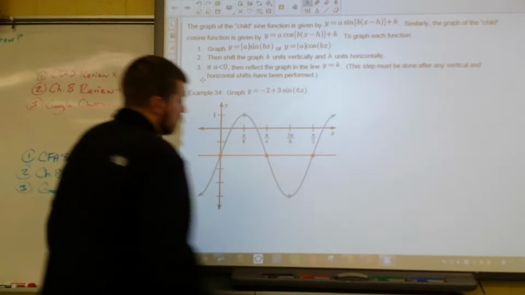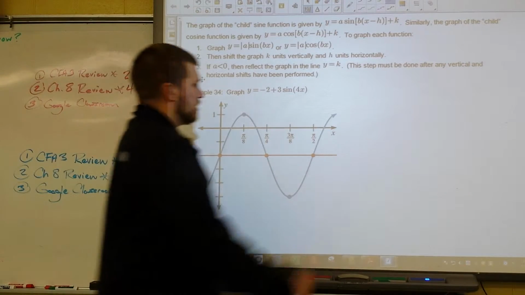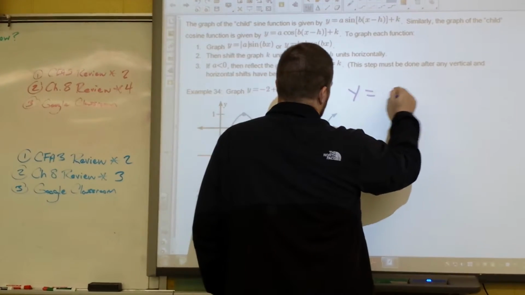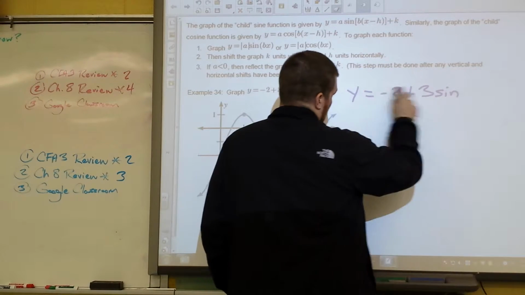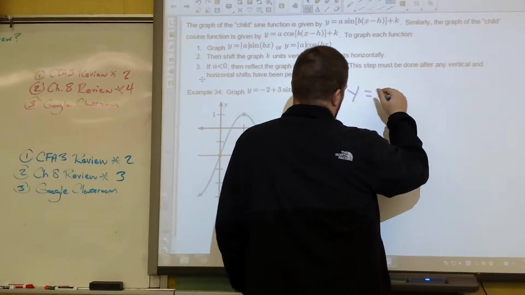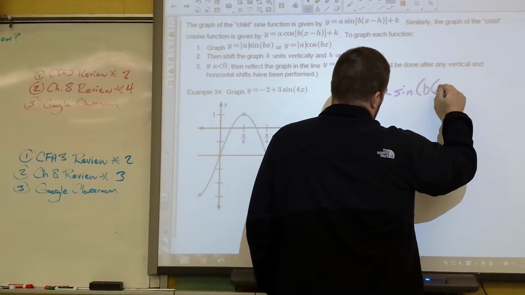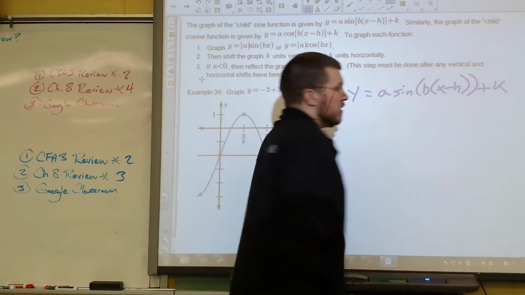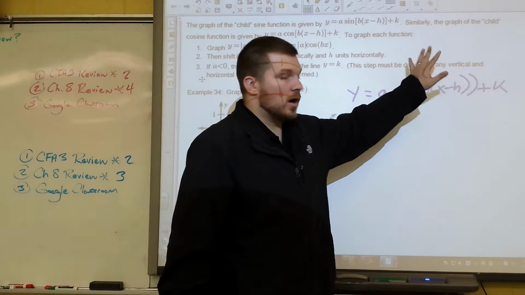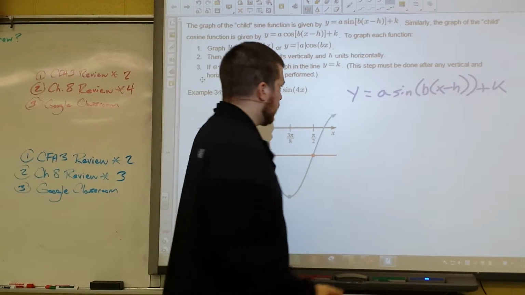Okay, so in example 34, I have negative 2 plus 3 sine of 4x. Let's compare it to our child function. The child function is given by a sine of b times x minus h, double parenthesis, plus k. You've got to have this double parenthesis here because all of this is tied up with the sine. If you don't, it's not going to come out right.